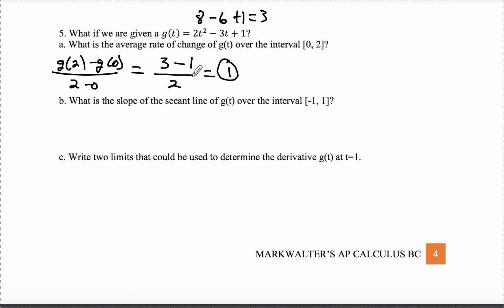Got my y values, subtracted them, divided by the difference in the x values. Slope of the secant line. That's the same thing as the average rate of change we've been saying.